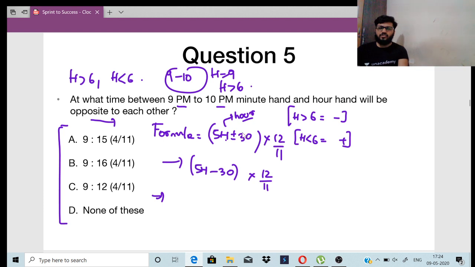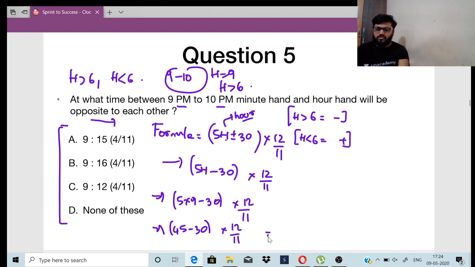Right? 5h, so h is 9. So this will become 5 into 9 minus 30 into 12 by 11. So it is 45 minus 30 into 12 by 11. So this is nothing but 15 into 12 by 11.